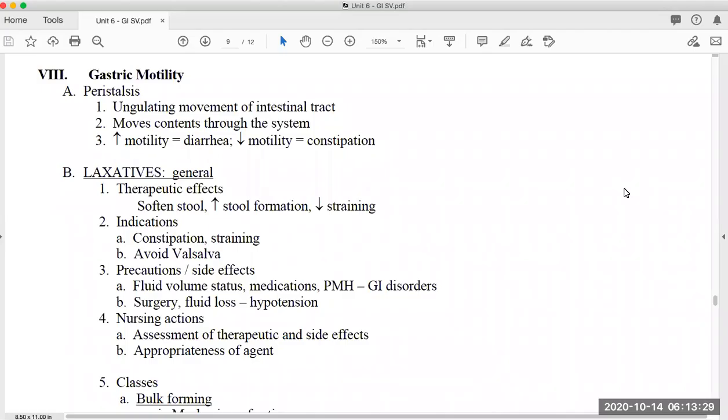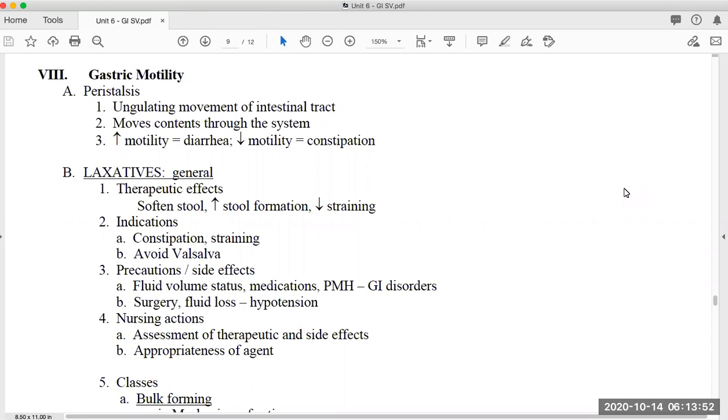Okay, so this is going to cover gastric motility, and it's going to cover all of the different types of laxatives. Okay, so for gastric motility, this begins in chapter 51. When we're speaking about gastric motility, we're talking about peristalsis. Okay, that's undulating movement of the intestinal tract. Okay, it moves contents through the system.